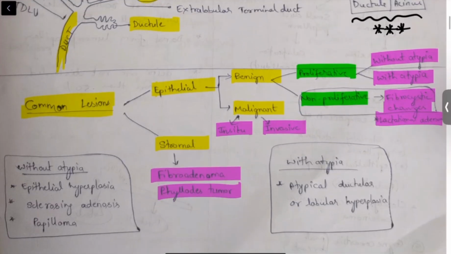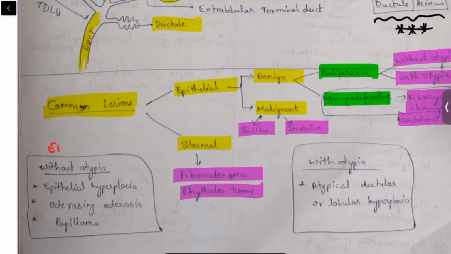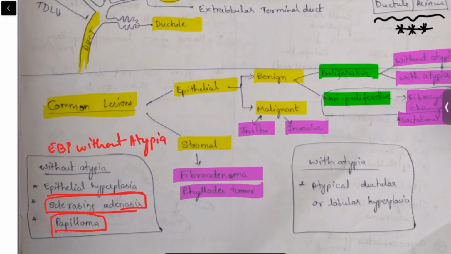So what are the common lesions of the breast? Epithelial and stromal. How epithelial is divided and how stromal is divided, that is what we are discussing now. Starting with epithelial benign lesions which are proliferative and without atypia. This consists of epithelial hyperplasia, sclerosing adenosis and papilloma. So these are the conditions which are epithelial and benign, and they are without atypia.